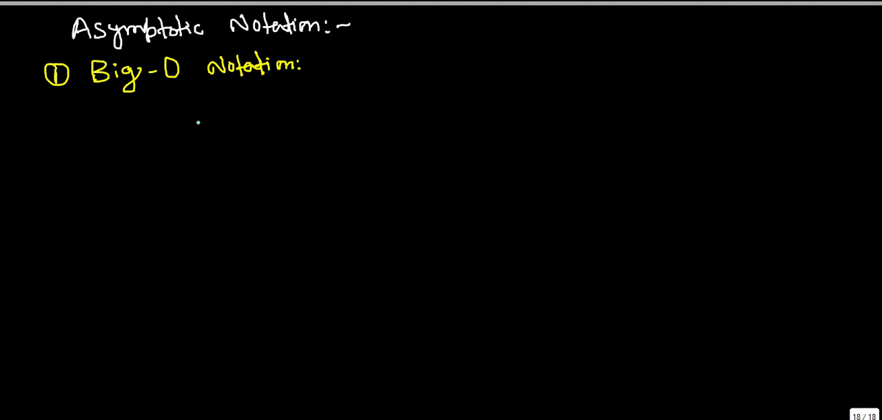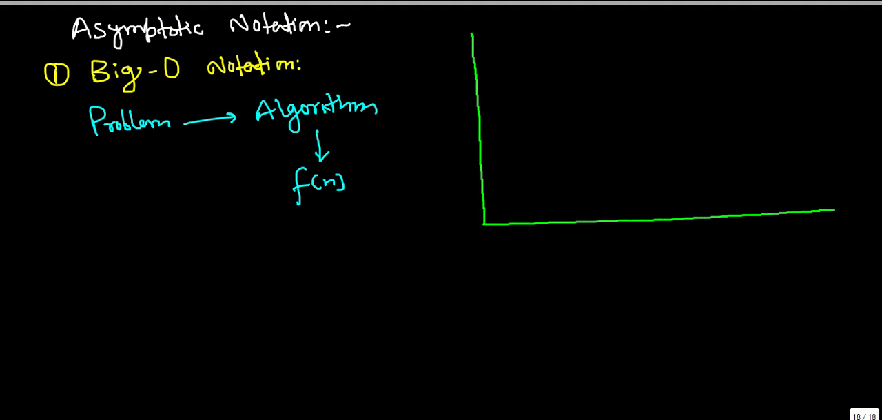In this tutorial we are going to discuss big O notation, which is the first of the asymptotic notations. So let us consider we have a problem for which we have found an algorithm with running time of f(n). Now let us draw this function in a graph, and the x-axis of the graph shows the input size of the problem and the y-axis shows the running time of the algorithm.